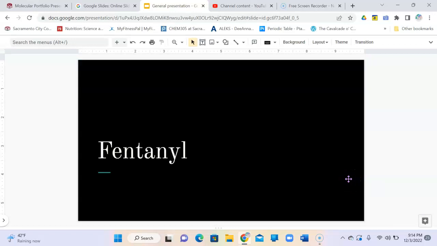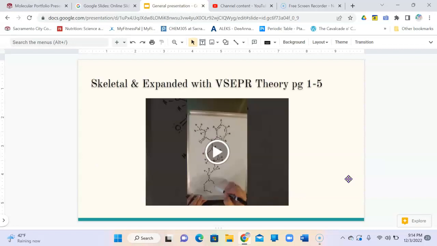All right, so the drug that I'm doing is fentanyl, and we're going to learn a little bit more about that drug today. Oops, sorry guys. So this is going to be the skeletal and expanded structure with the VSEPR theory. I'm going to go ahead and play it and just tell you a little bit about my drug.